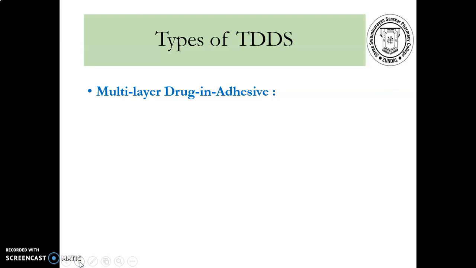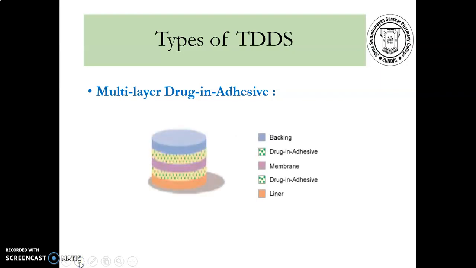Second type is multi-layer drug in adhesive systems. It is similar to the single layer drug in adhesive system, but there are two layers of drug in adhesive, and these two layers are separated by a membrane. The other requirements, backing and release liner, are similar to the single layer drug in adhesive system.